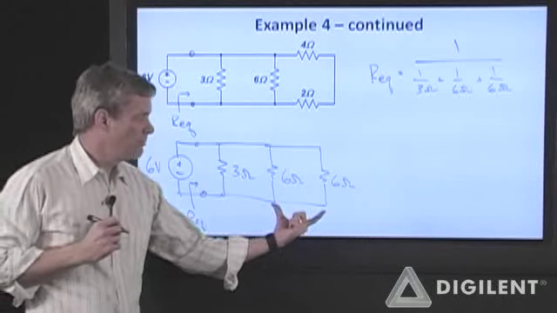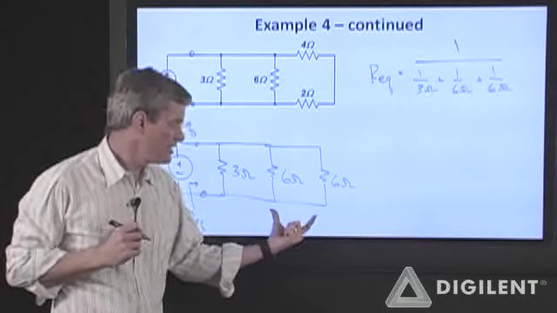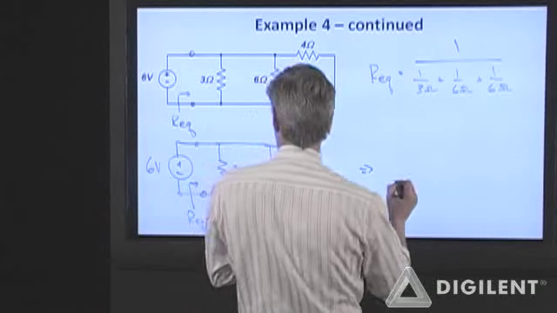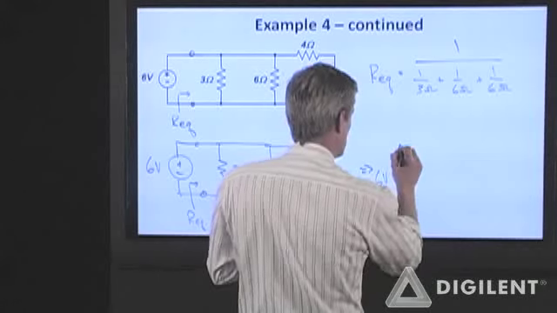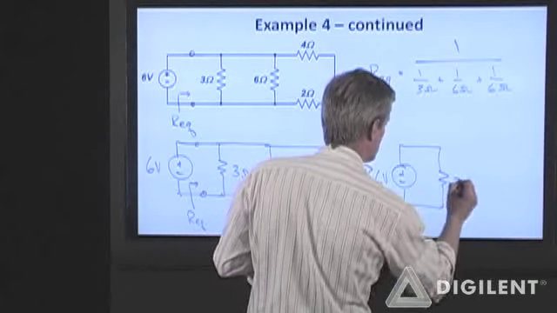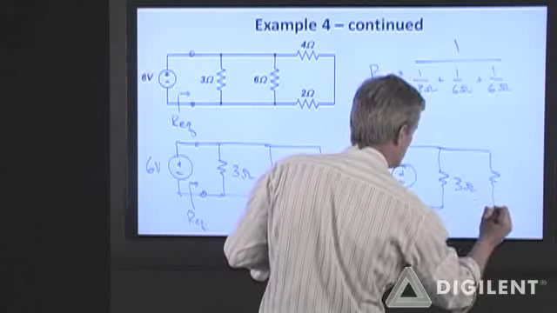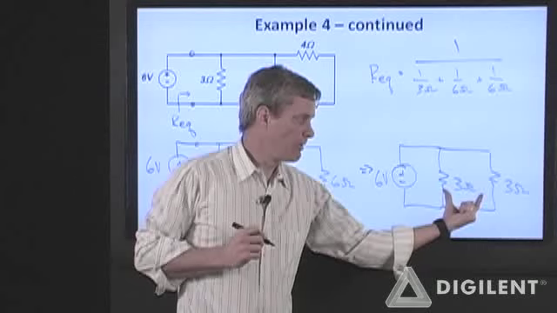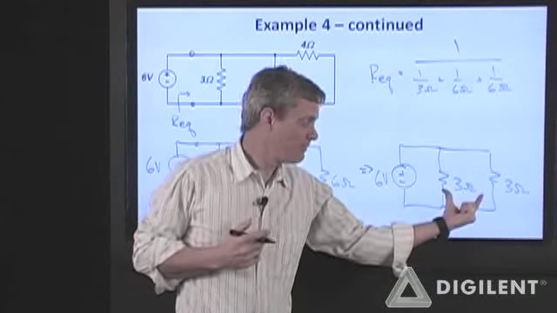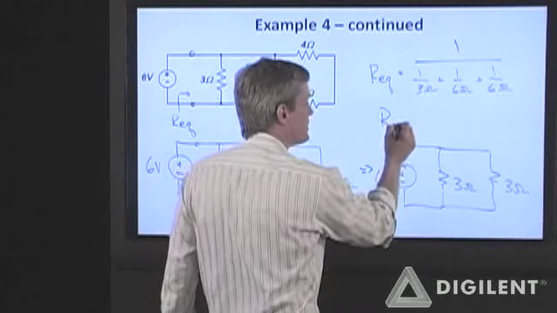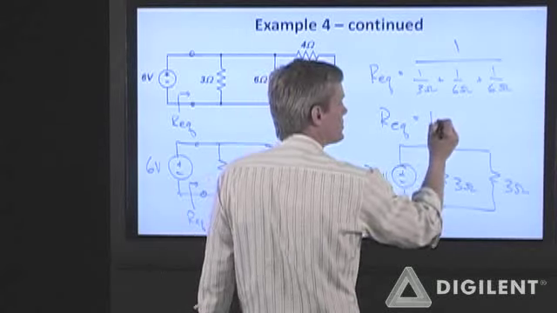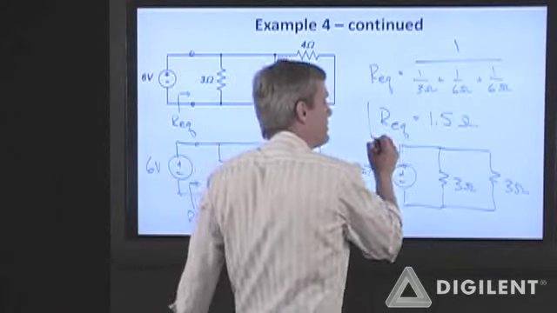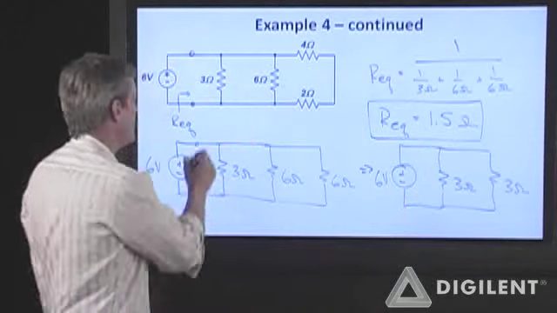I can also do this problem by successively combining pairs of resistors. A 6 ohm resistor in parallel with a 6 ohm resistor is going to simplify down to a single 3 ohm resistor. A 3 ohm resistor in parallel with a 3 ohm resistor will simplify down to a single 1.5 ohm resistor. So this equivalent resistance should turn out to be 1.5 ohms. So now I found the equivalent resistance that I want out of this circuit.